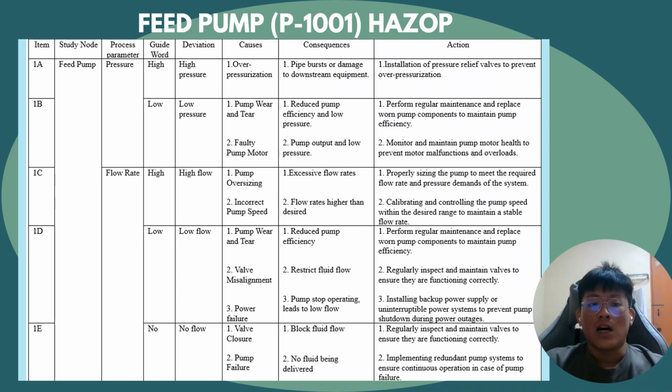Lastly, no flow scenarios were also examined, and the risks associated with valve closure and pump failure were addressed. The hazard analysis recommended regular inspection and maintenance of valves to prevent blockages and suggested the implementation of redundant pump systems to ensure continuous operation even in the event of pump failure, thus preventing the complete cessation of fluid flow.